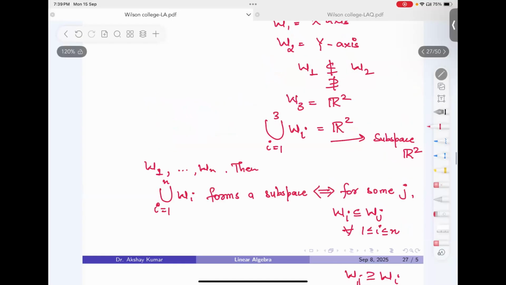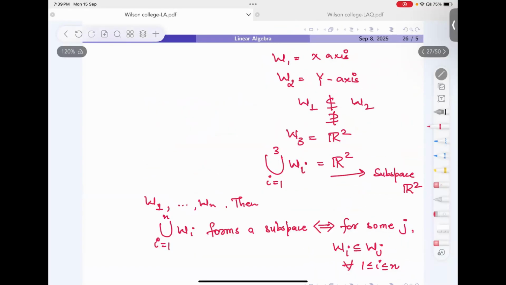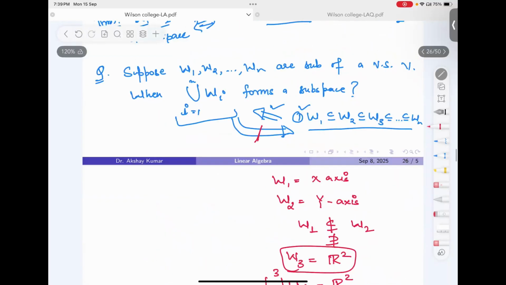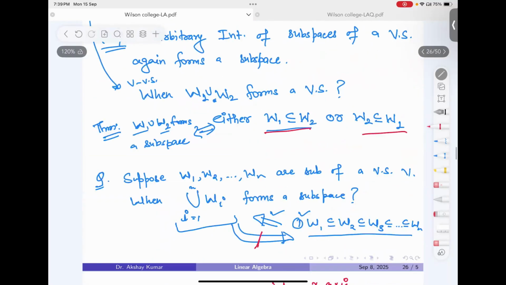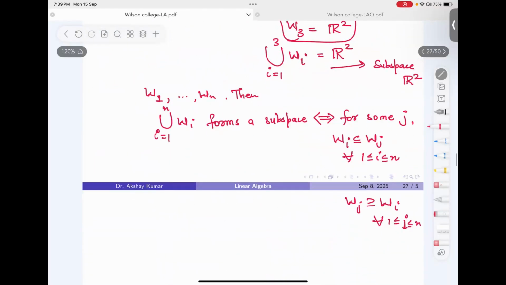That's what is happening here also. Here W3 contains both W1 and W2, and that is also happening in the two-subspace case. Correct? Okay.